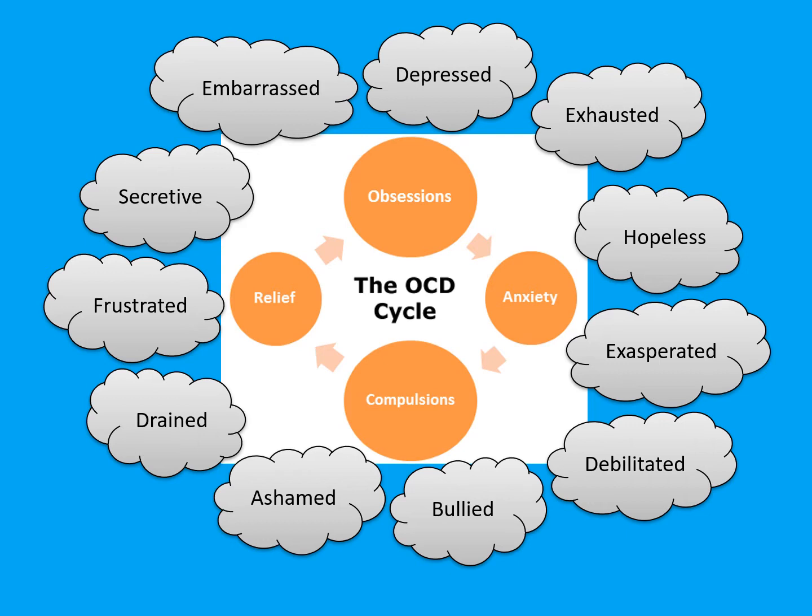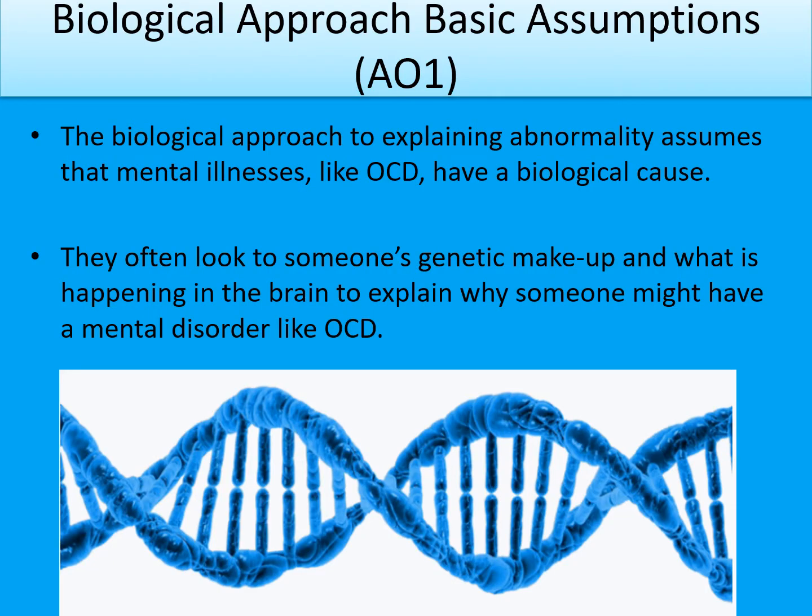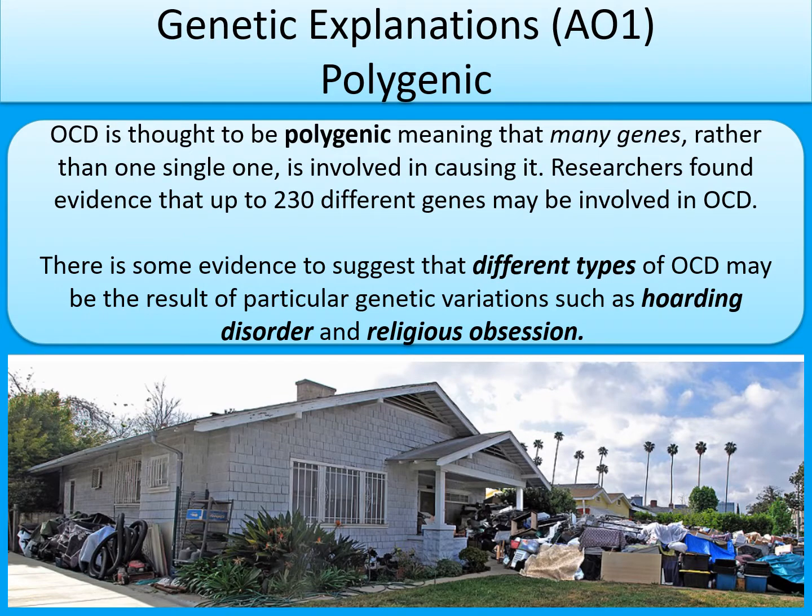So have the OCD cycle to hand as we're going through the explanation, and we're looking at the biological reasons that this could occur. The basic assumption of the biological approach is that OCD will have a biological cause, and in the spec it talks about genetic explanations and neural explanations, so that's what we're going to look at. First of all, the genetic explanations.